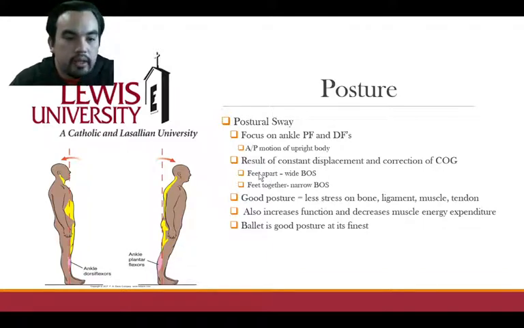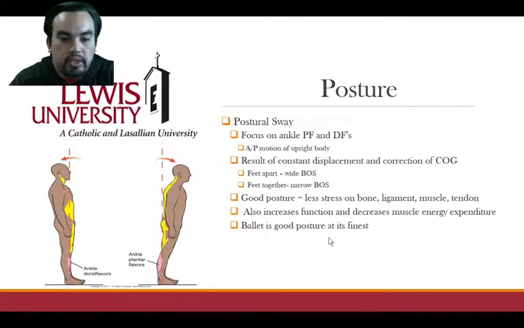Okay, and this goes back to that feet apart, wide base of support, feet together, narrow base of support, and that can help stabilize the body as well. When you do have a good posture, you typically have less stress on bone, ligament, muscles, and tendons. Okay? And it also increases our function and decreases muscle energy expenditure.